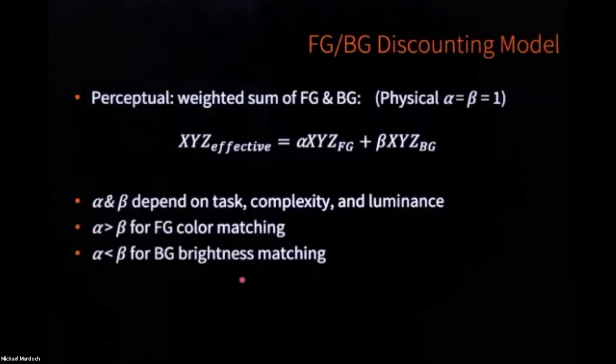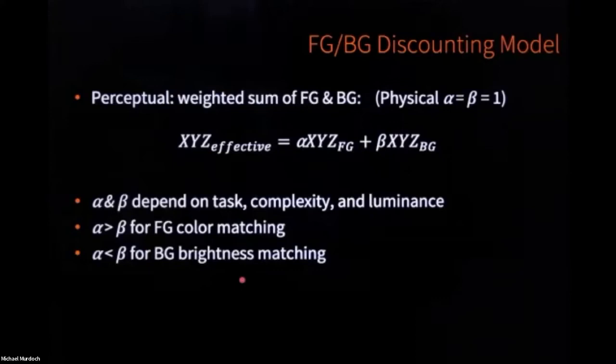So we changed that equation to include an alpha and a beta factor in there. So now you're saying, well, it's a bit of the foreground and a bit of the background, where if the alpha and the beta were both equal to 1, that's the physical model. But in fact, alpha and beta both depend on the task you ask someone to do, the complexity of the stimulus, the luminance of the foreground and background, and the difference. And in general, alpha is greater than beta when you're looking at the foreground because you are able to ignore the background to some extent. And the opposite is true, where alpha is less than beta for background matching because you're able to ignore the foreground to some extent.